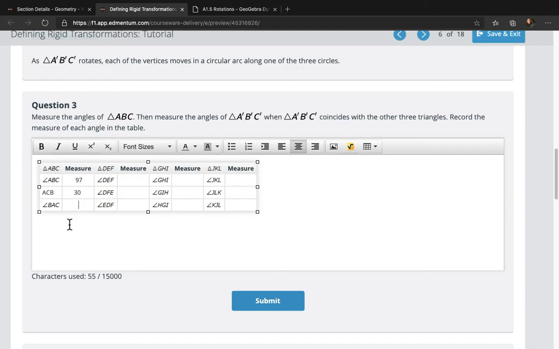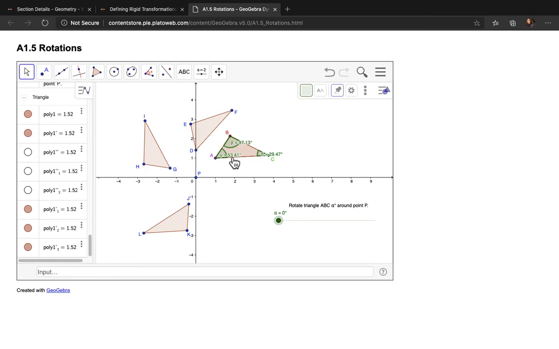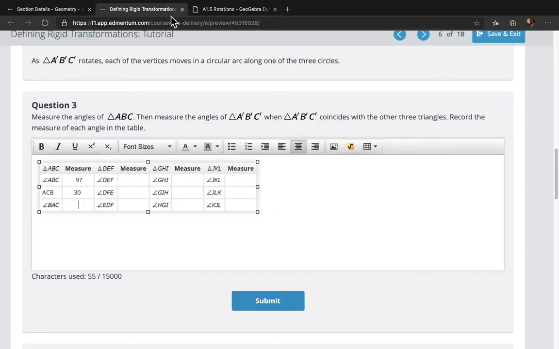And then angle BAC, again, A is my vertex, so I'm going to look at A, and I'm just going to say A is 53 degrees, okay. Now you're going to repeat the same for angle DEF, angle DFE, and angle EDF, okay?